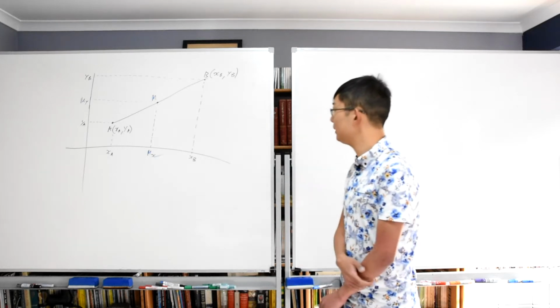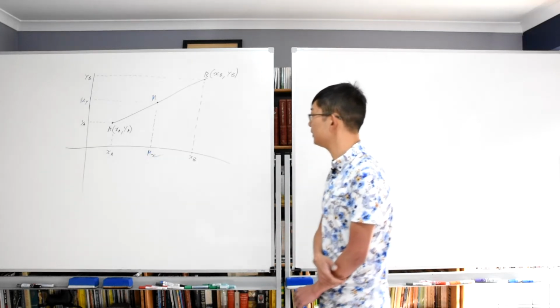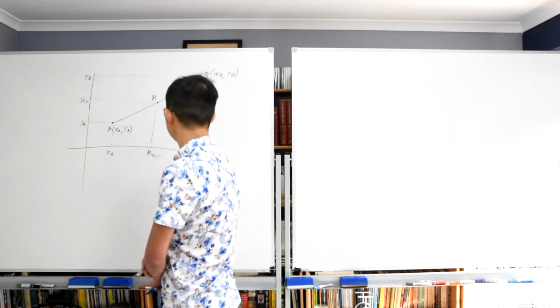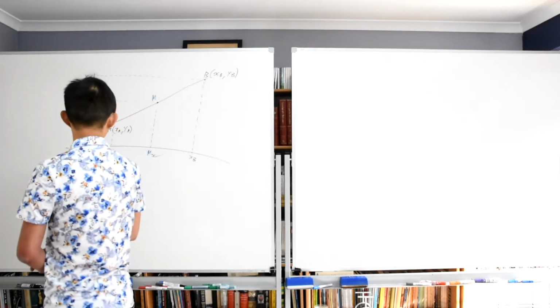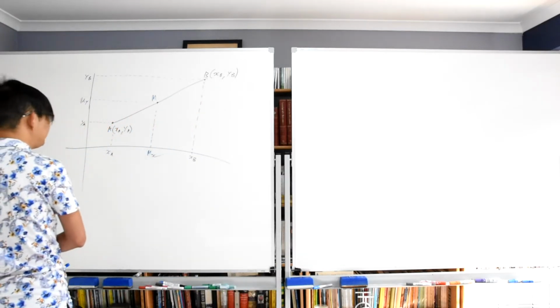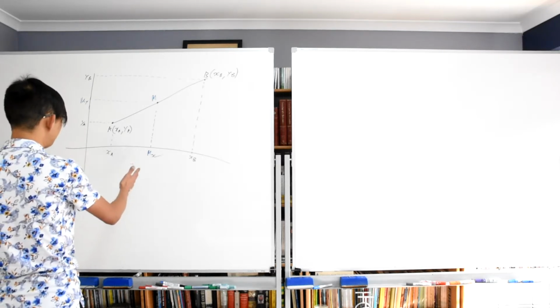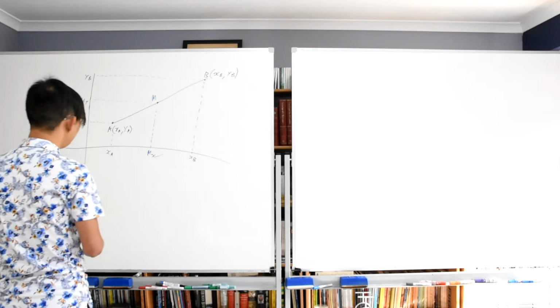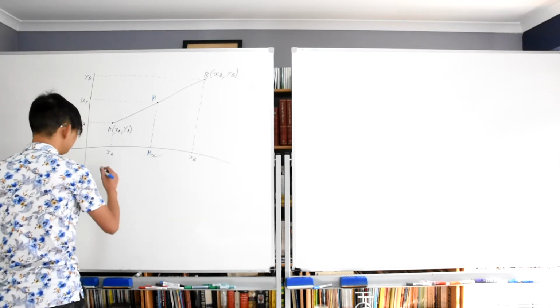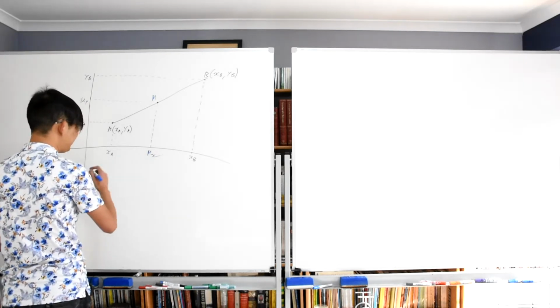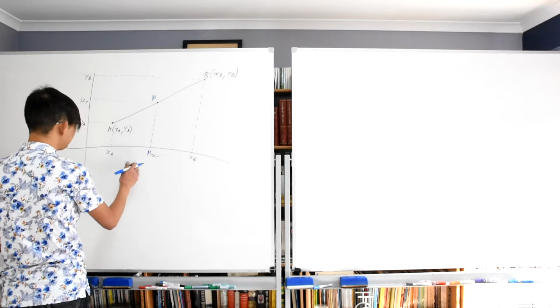Let M be the midpoint of both A and B. Can we then find the coordinates of the point M based on the coordinates of the points A and B? Because the x-coordinate of M has to lie between the x-coordinates of both A and B, the x-coordinate of M is the arithmetic mean of both x-coordinates of A and B.